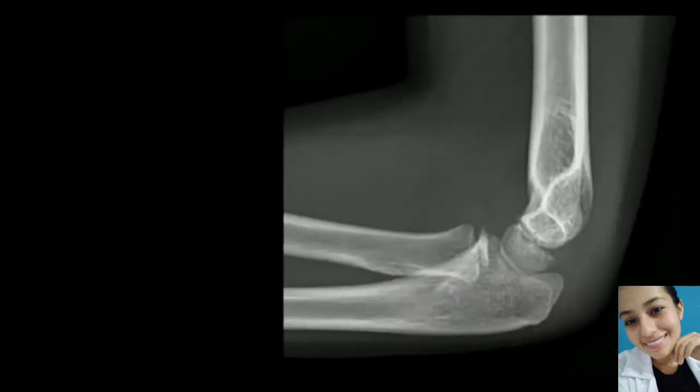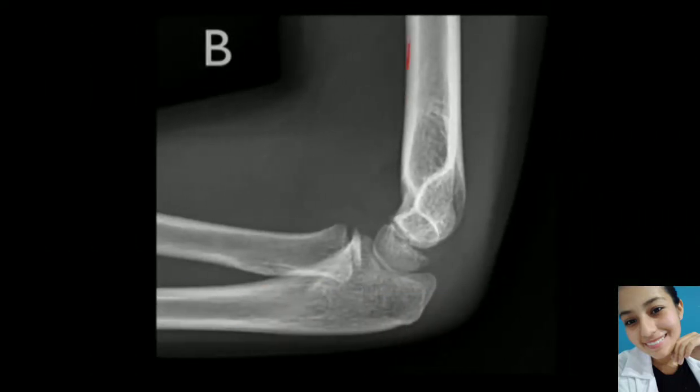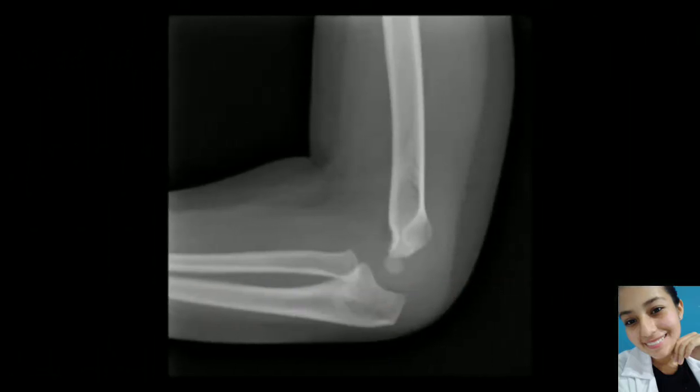If we move on to case B, we can draw in our anterior humeral line and the expected location of the capitellum. There is no capitellar displacement. However, there is a large anterior fat pad suggesting an elbow effusion, which has been caused by this longitudinal fracture through the radial neck. Let's move on to case C.